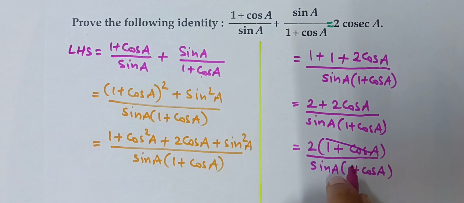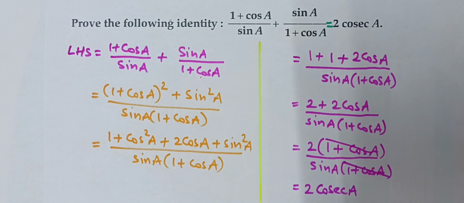Now observe, the same bracket is in the numerator and denominator, so we can do cancellation. In the numerator 2 is there, in the denominator sin A. And as we already know, 1 upon sin A is cosec A, the inverse relation. So 2 as it is, and 1 upon sin we write cosec A. So that is our right hand side.